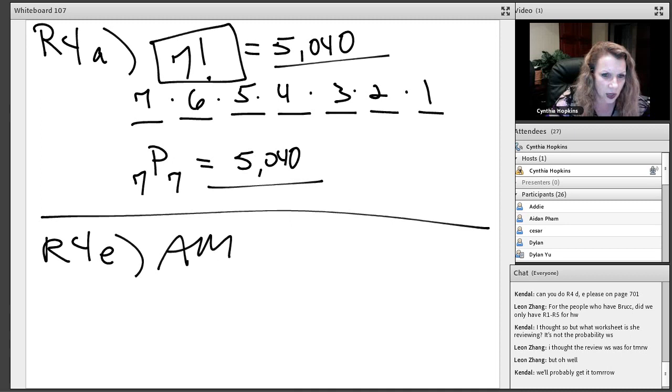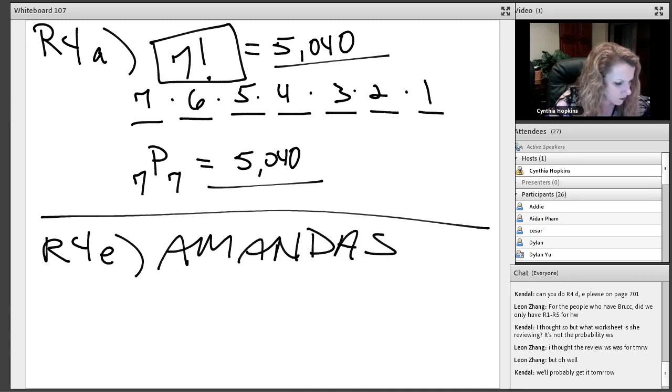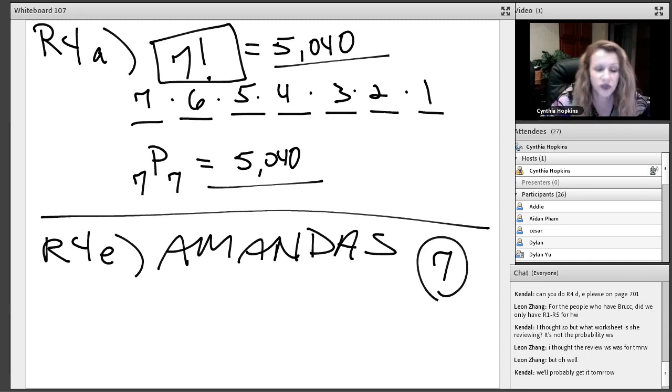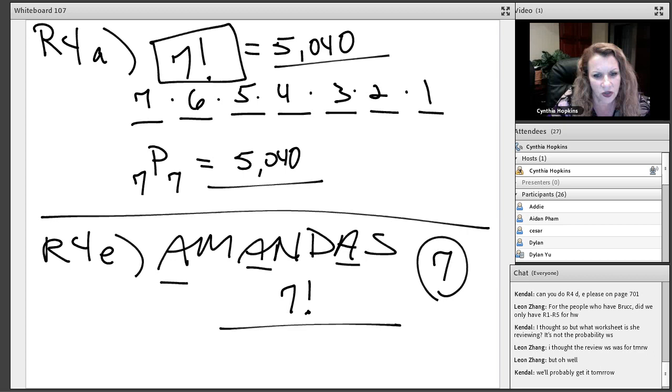R4E. So Amanda's, okay. I mean, it's not even close to being sardines. Anyway, I have 7 letters, and sardine did also have 7 letters. However, this has 1, 2, 3 A's. So I'm going to start off with 7 factorial, but then I have to divide by 3 factorial.